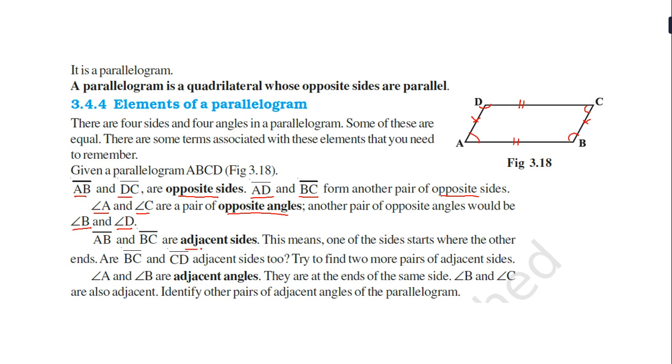Now adjacent sides. So we know that adjacent sides are those whose initial point is common. Or we can say, already we have discussed A, B, C, D. So AB, BC, we discussed in the last lecture. These are the two adjacent sides. So again same thing, angles are also there. Angle A and B are adjacent angles. AB and BC are adjacent sides.